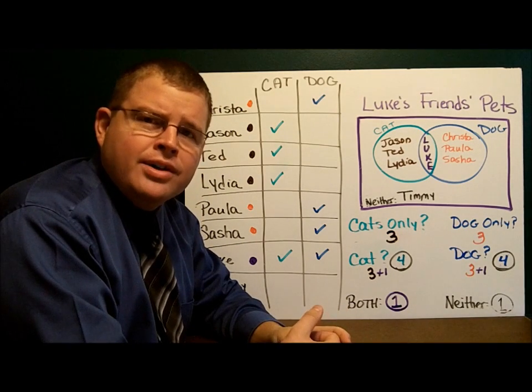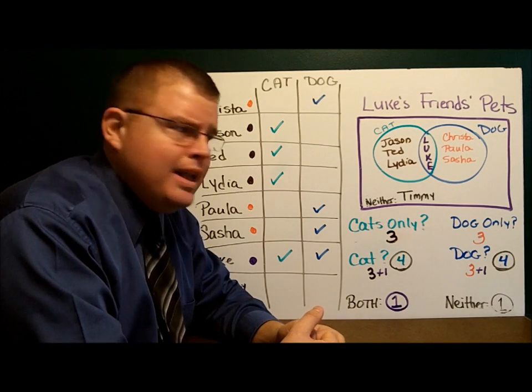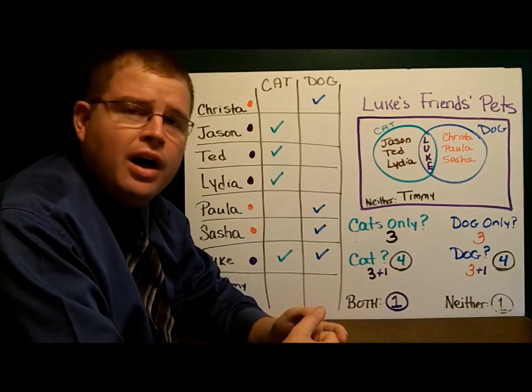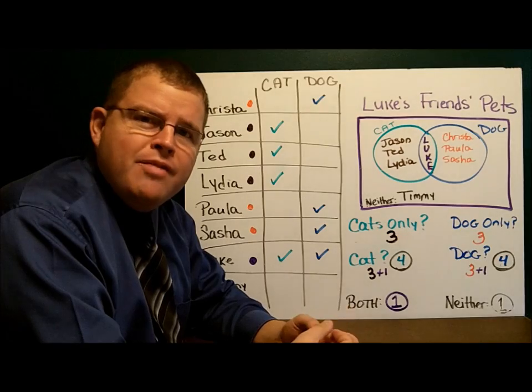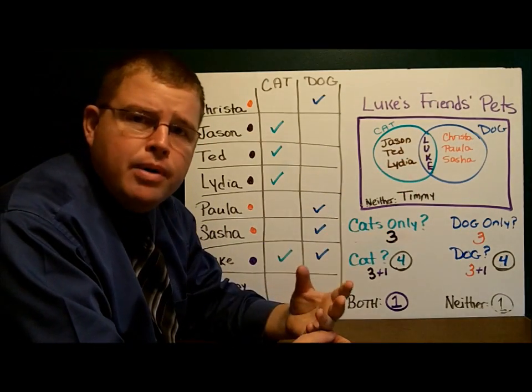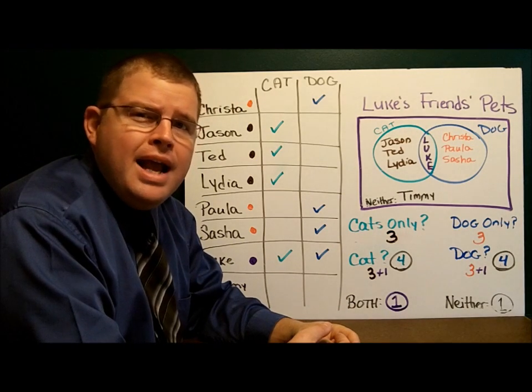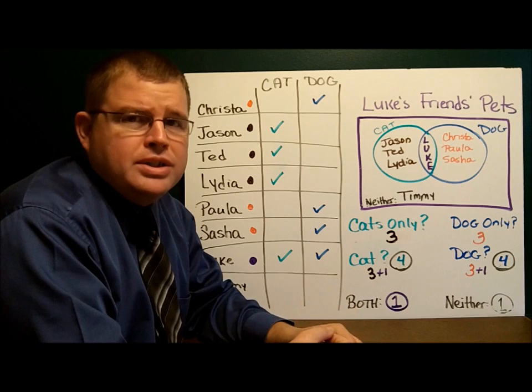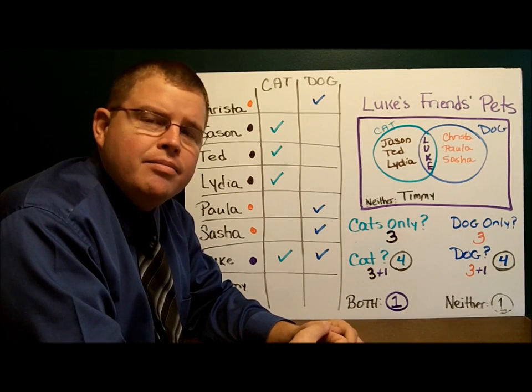How many people have dogs altogether? Well, we have to add Luke in there. Luke has a dog also. There's a total of 4 people who have dogs. How many people have both pets? Well, that's just Luke, dog and cat. Remember, he's in both circles at the same time. And how many don't have either one? Well, that's Timmy. One person has no dog, no cat.